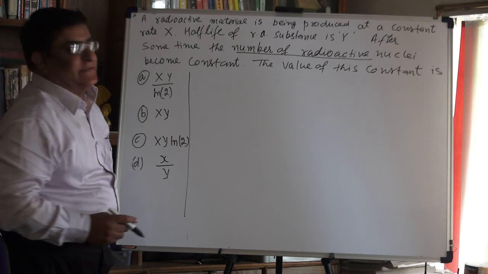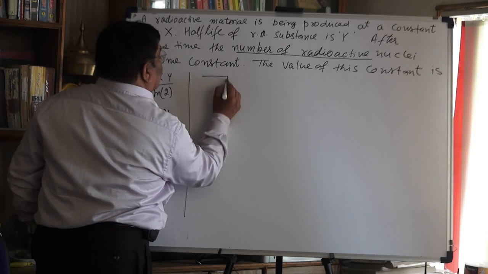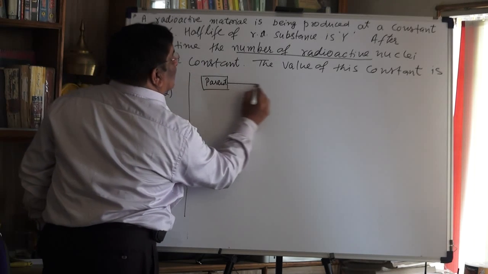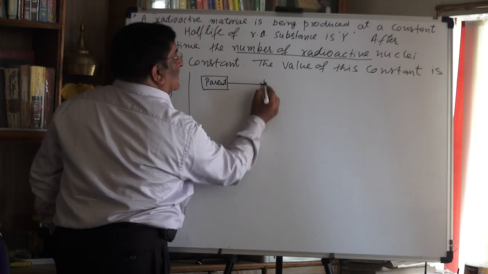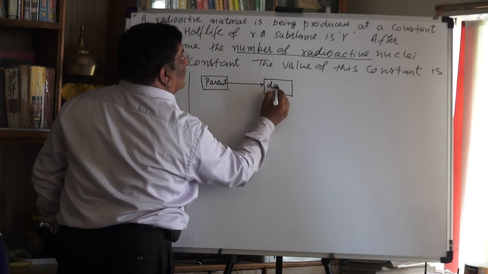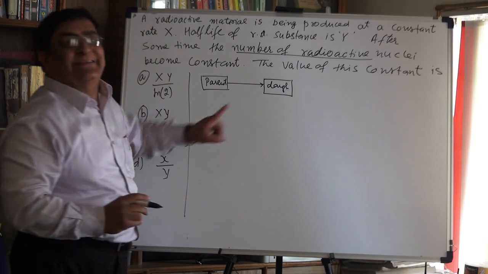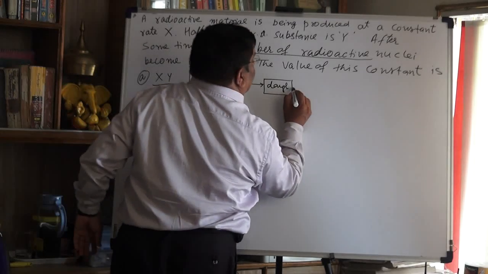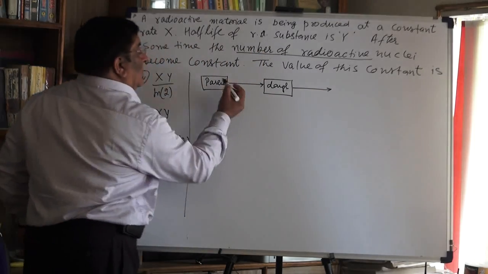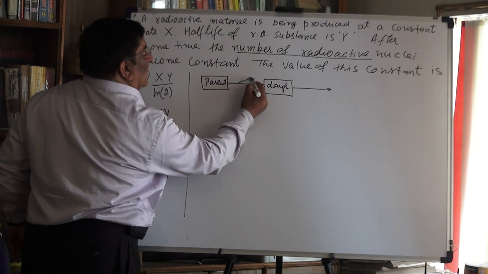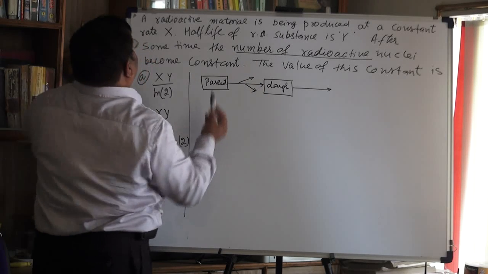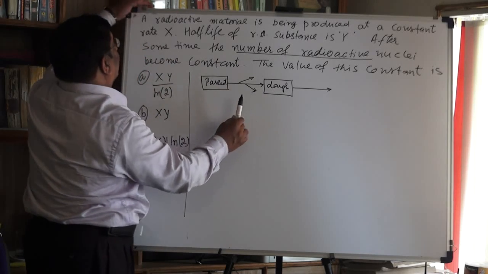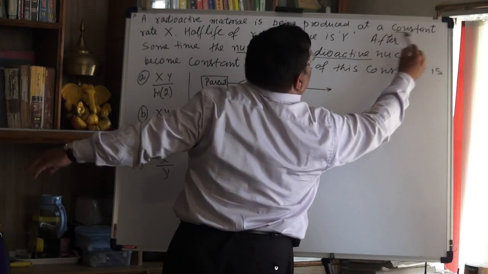In radioactivity, what happens? There is a parent nuclei. There is disintegration. After disintegration, a daughter nuclei is produced. This daughter nuclei may again be a radioactive material and it disintegrates further. So here there is disintegration, there are radiations. There is a particular rate at which these nuclei are being disintegrated.